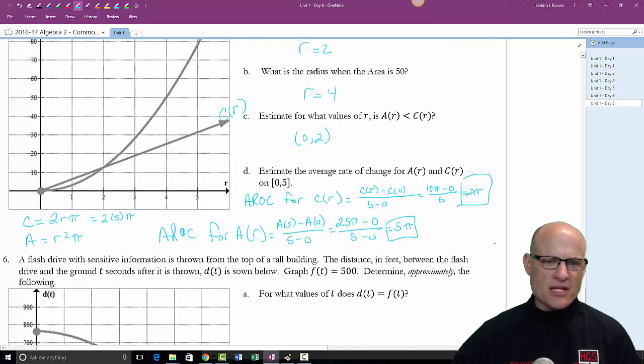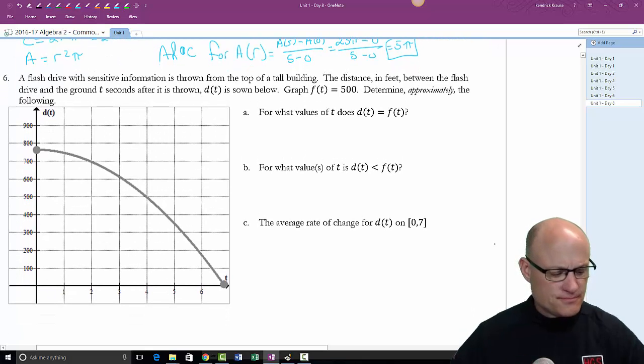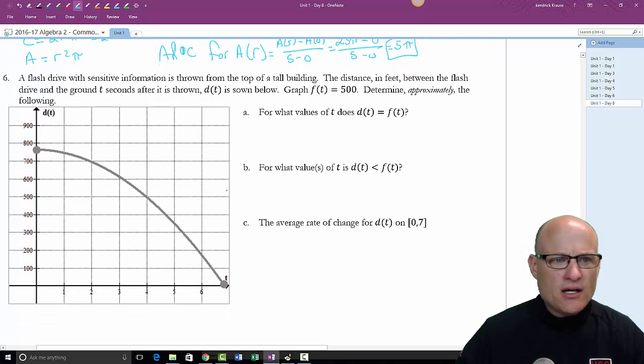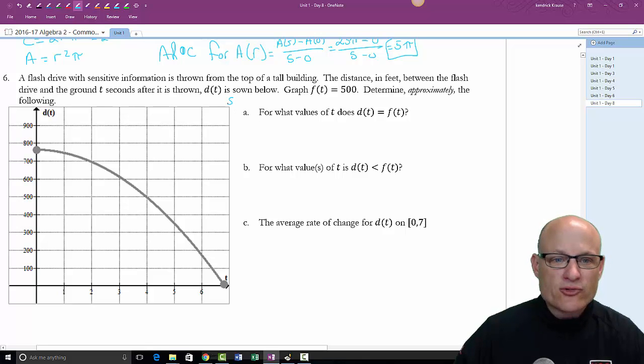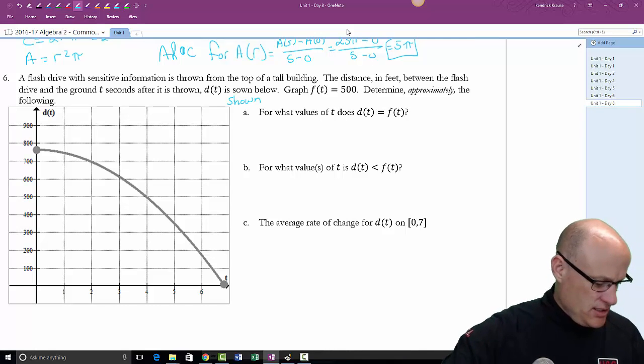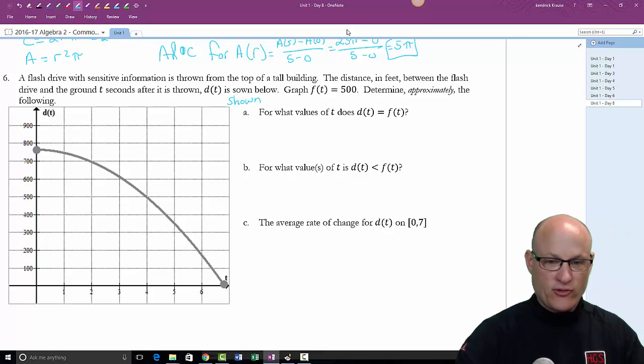All right. Last problem. Here we go. A flash drive with some sensitive information is falling from the top of a building. The distance between the flash drive and the... I think I don't mean sewn here. I think thrown. Oh, shown. I missed an S. Shown. I want to make sure I make my corrections. Yours probably says shown. Mine says sewn.